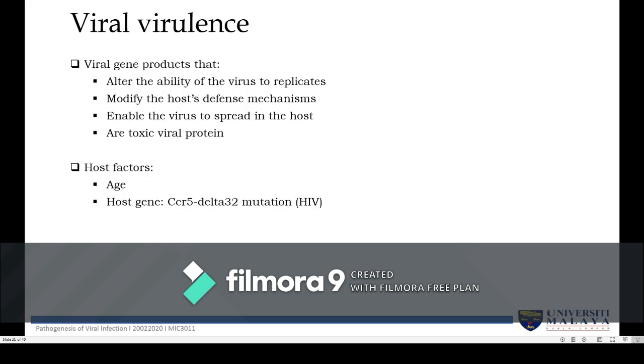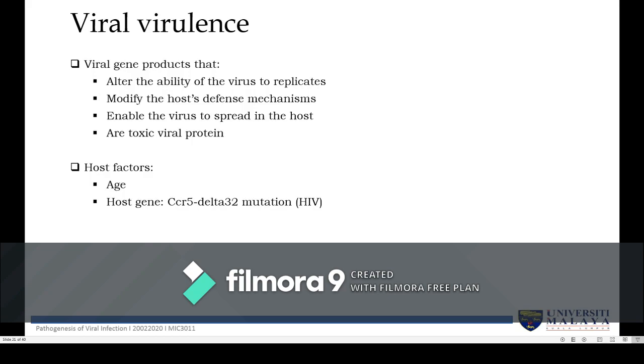Some of the gene products enable the virus to spread in the host. Probably they hijack the cellular response of the immune cells, not killing them, not eating them, but allowing them to replicate. And some of the virus gene products are toxic. They can cause toxic proteins and then cause damage to our cells, to the host or tissues.